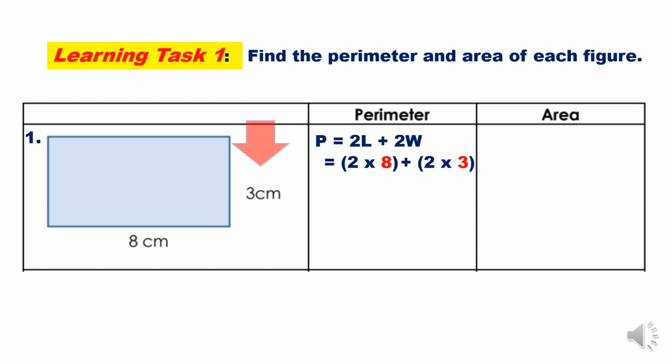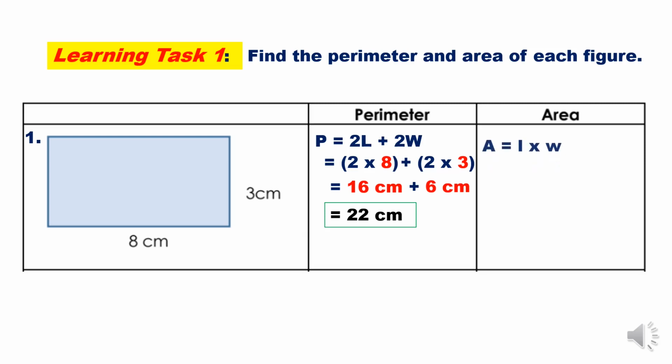2 times 3, that is the width. So 2 times 8 equals 16 centimeters. 2 times 3 equals 6 centimeters. Then let us add 16 plus 6 equals 22 centimeters.